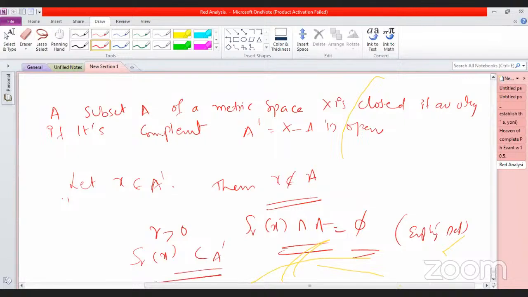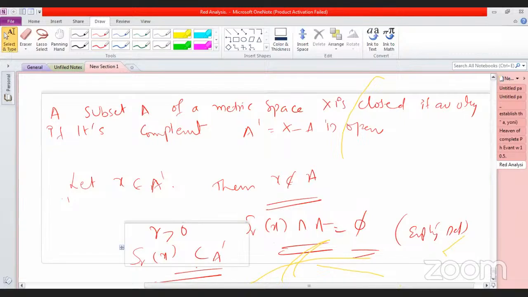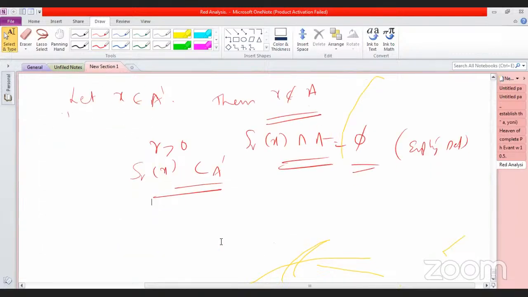ఎందుకు A dash రాసుకుంటాం? Complement of A, sir. Yes, but this shows A dash is open or closed? Why open? A is closed. A dash is open. Correct, Naveen and Narayana garu? Yes, sir. Conversely, reverse we are taking here.